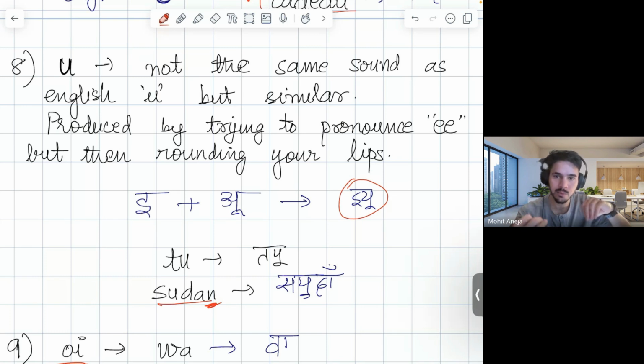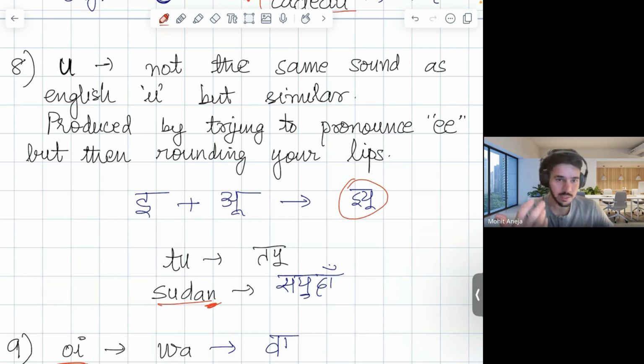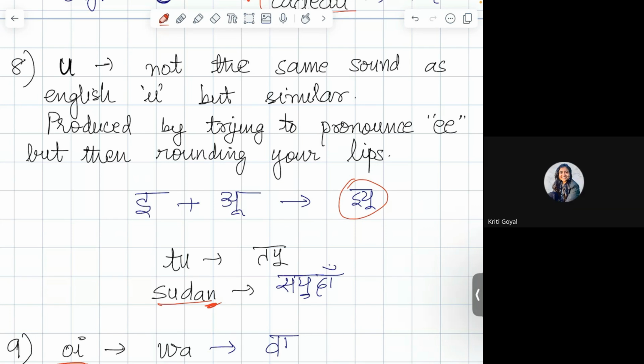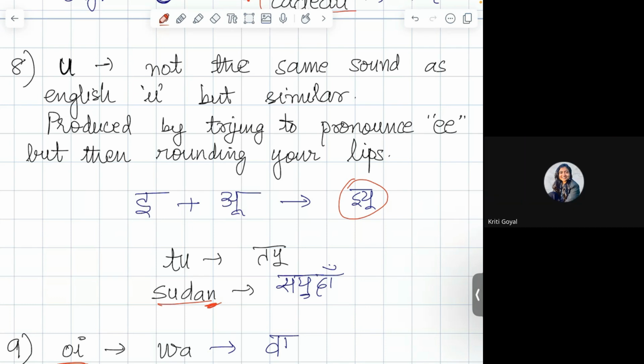Can Kriti say this word for me, please? You have to say this first sound, the second sound, and you have to club them one after the other. Yeah, you're close. Go on. So do I pronounce the word or do I say just the pronunciation of U?